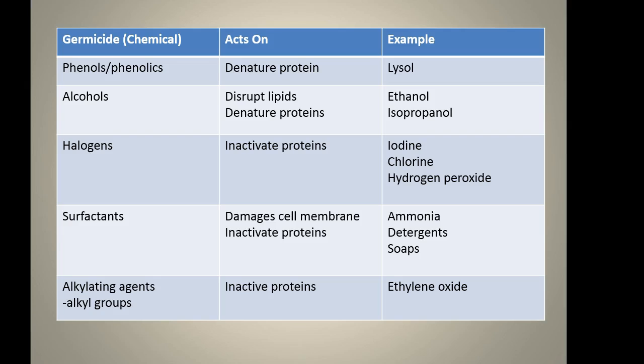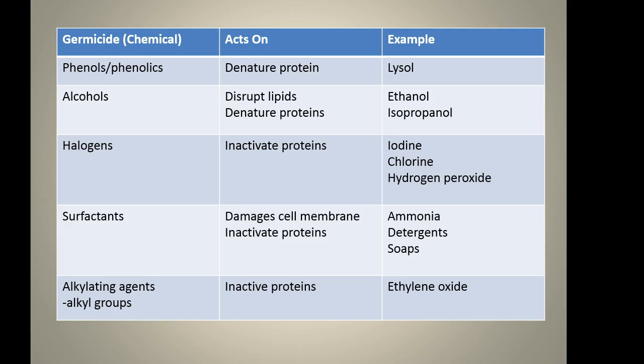Some germicides are phenols and alcohol. What's an example of a phenol that denatures the protein? Lysol. Alcohols disrupt lipids and denature proteins. An example is ethanol or isopropanol alcohol. Halogens inactivate proteins. What are some halogens? Iodine, chlorine, hydrogen peroxide.